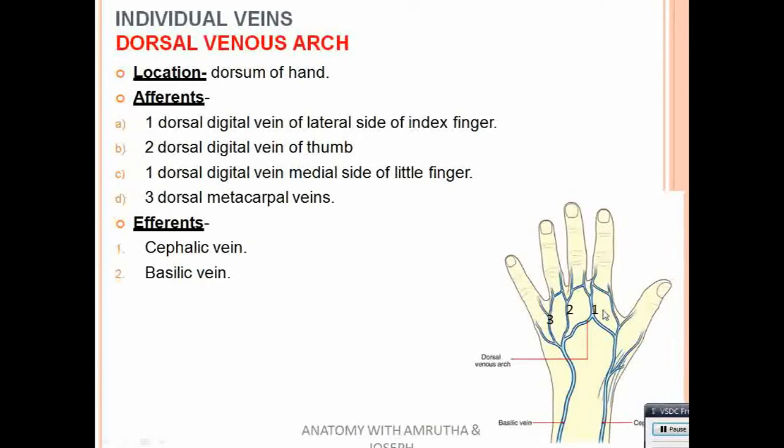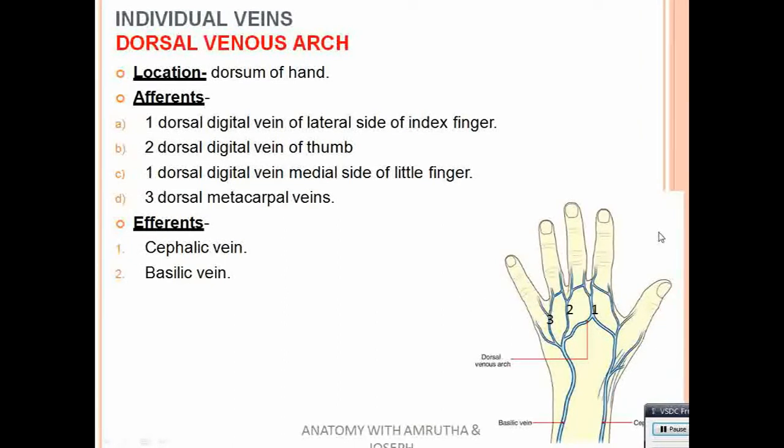There are three dorsal metacarpal veins, 1, 2, 3, and in addition to that, one dorsal digital vein from the lateral side of the index finger, two dorsal veins of the thumb, and one dorsal digital vein from the medial side of the little finger. So all together it forms the dorsal venous arch. These are the tributaries of the dorsal venous arch.